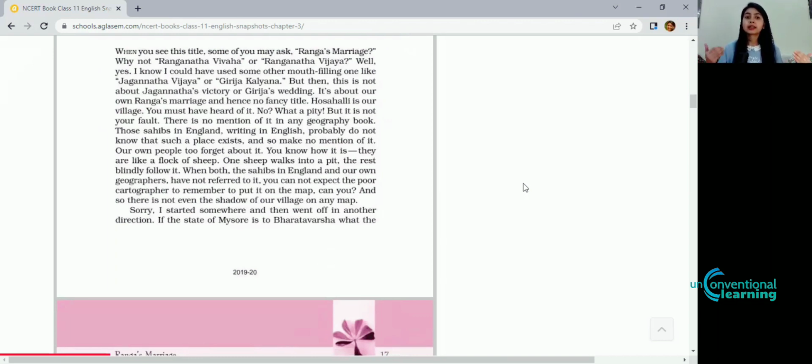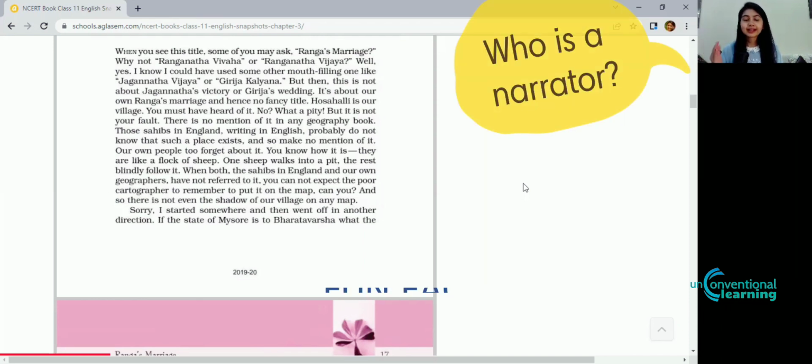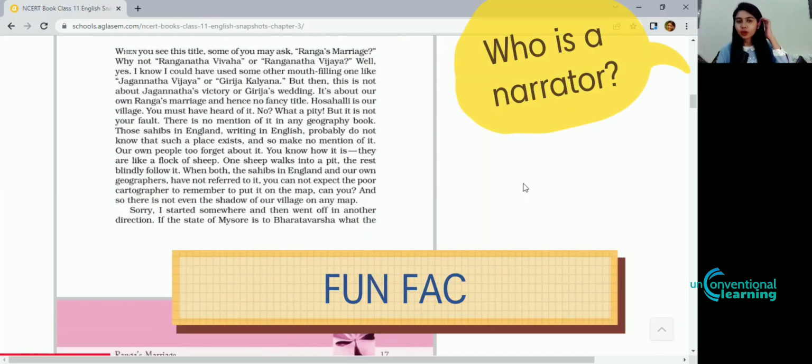Who is speaking? The person who is narrating the story. The person who tells the story, that is the narrator. All right, don't forget this. Now the narrator could be the author or could not be the author. We will find that out later.